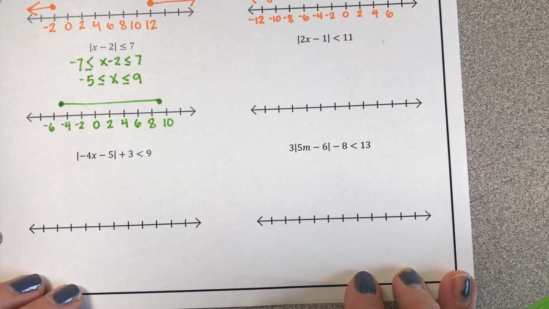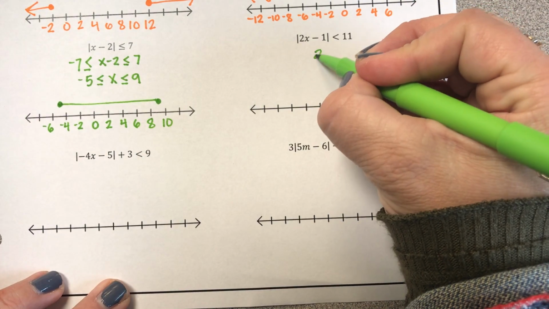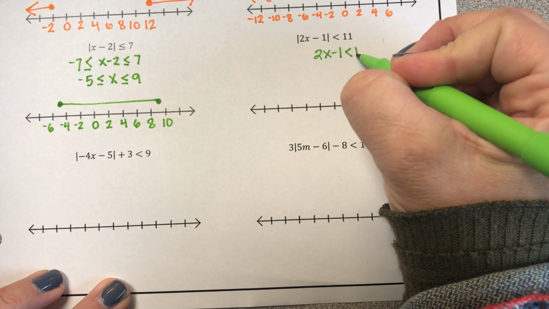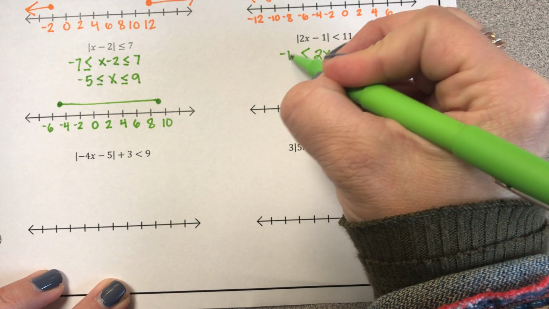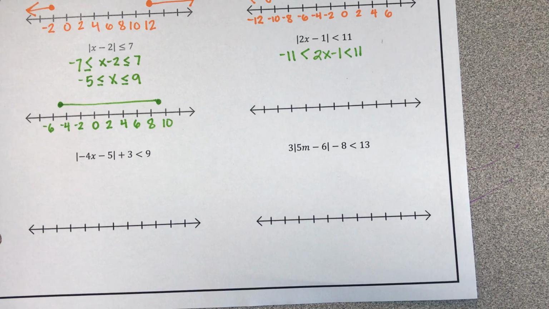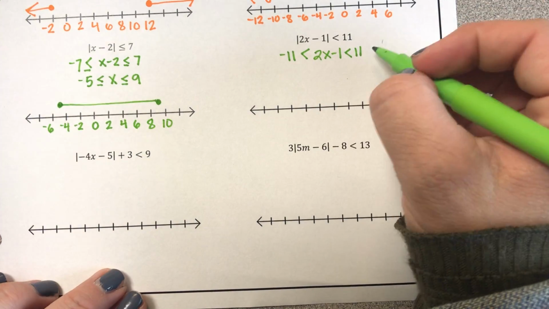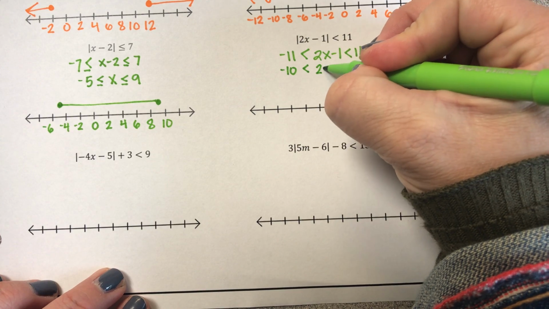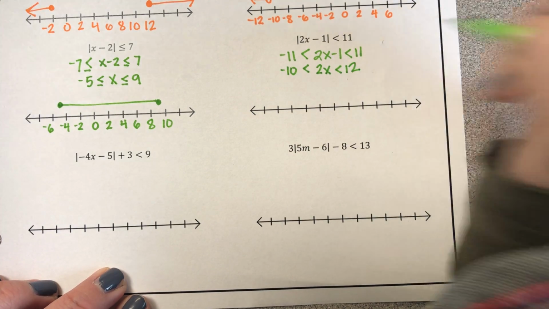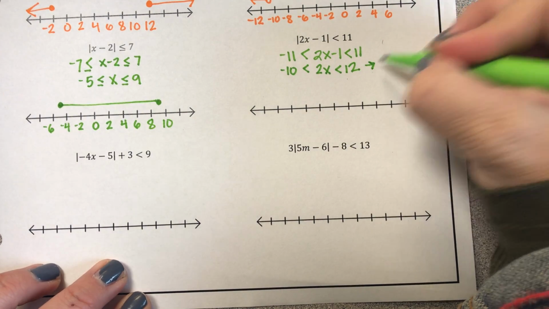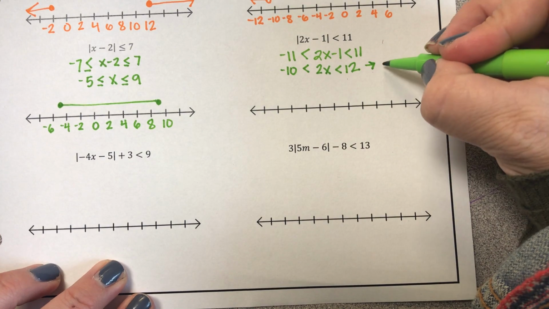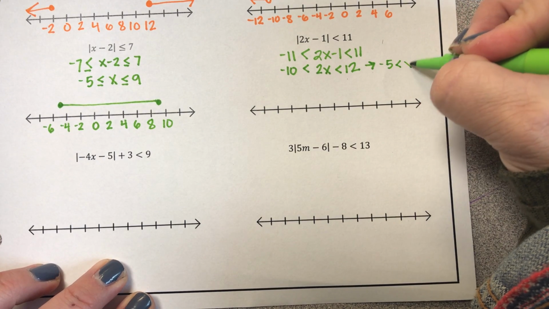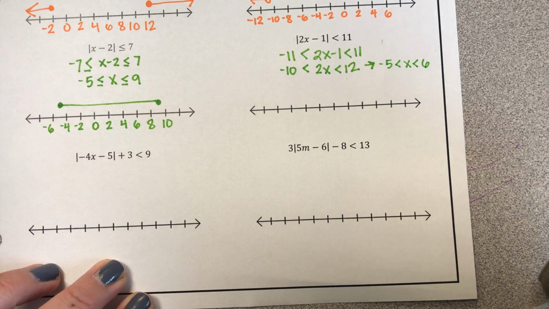Okay, let's look at this next one right here. So 2x minus 1 is less than 11, greater than negative 11. We're going to make it a conjunction. So I'm going to add 1 to both sides first to get negative 10 is less than 2x is less than 12. And then I'm going to divide by 2. I'm just going to write it over here. To get negative 5 is less than x, which is less than 6.